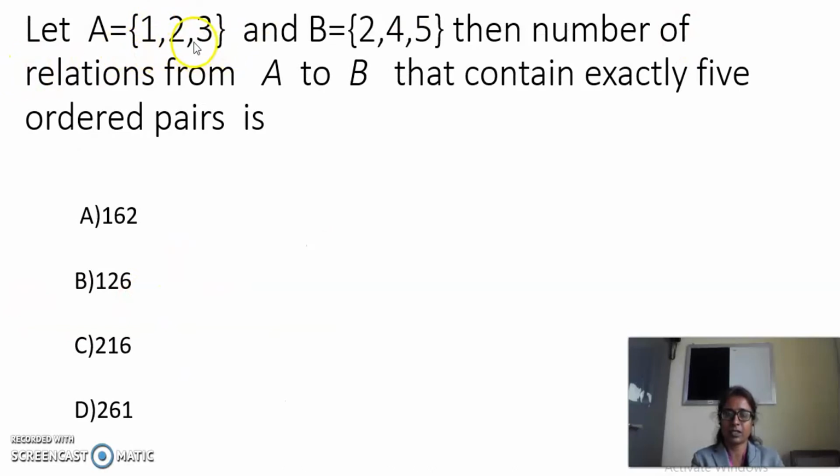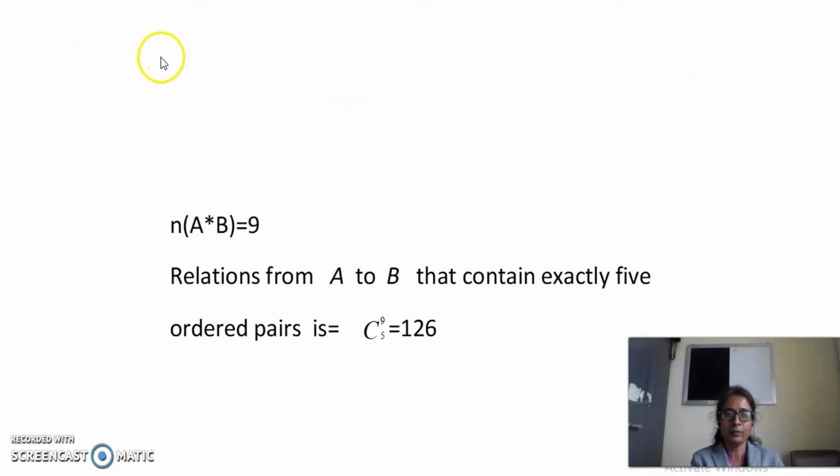Let A be a set containing 3 elements, and B 3 elements. The question is the number of relations from A to B that contain exactly 5 ordered pairs. This is important. Exactly 5 ordered pairs. So let us go. Cardinality of A is 3. Cardinality of B is 3. So how many ordered pairs do we have in A cross B? 9. What is the relation?